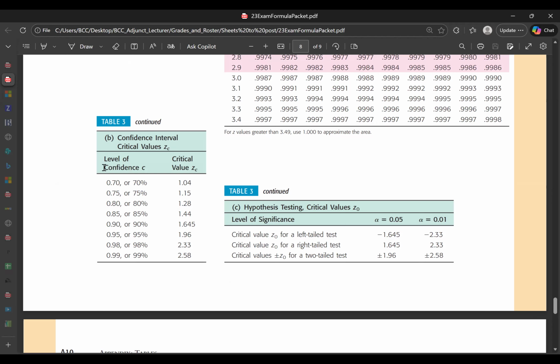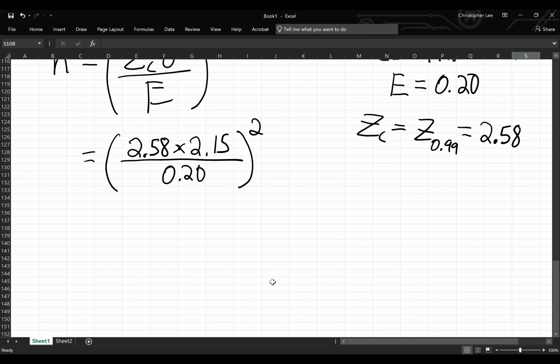All right, so on the formula sheet, right, at table 3, the confidence level was 0.99 or 99%. So our critical value is 2.58. And that's it. That's where it came from. So after that, we just put it all together. And that's the end of it, right? Stored in the calculator, and that's it.